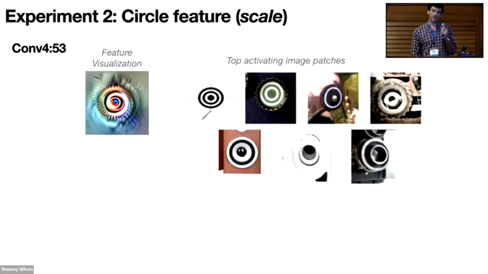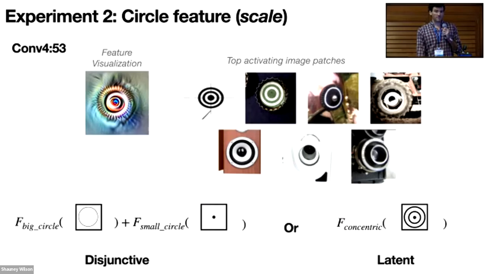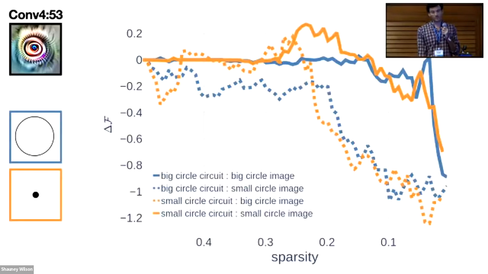Okay, next experiment. Here's a feature that seems to respond to these concentric circles. So same thing. Maybe this is a disjunctive combination of a big circle detector and a small circle detector. Or maybe it really needs to be concentric circles, or there's just some general circle-ishness latent feature that this feature is responding to. So we're just going to play the same exact game as before. You can make a little prediction in your head about what you think it might be. It's the same. It's disjunctive.